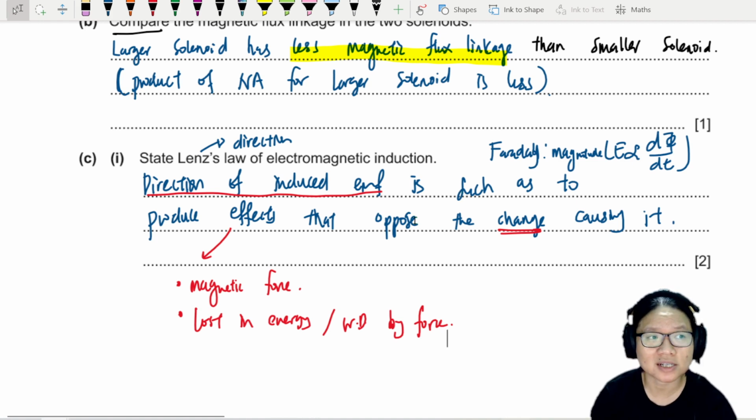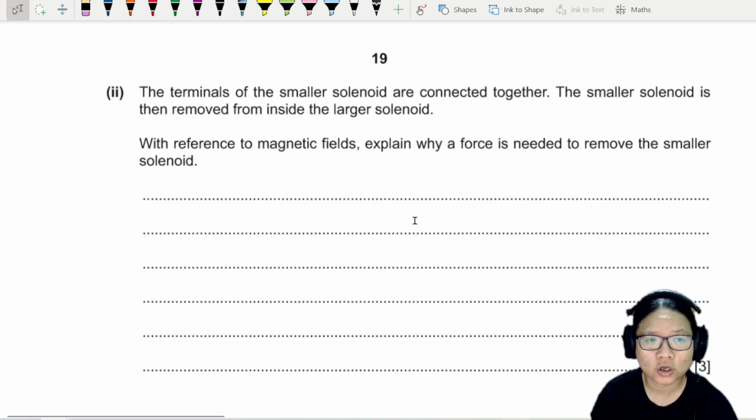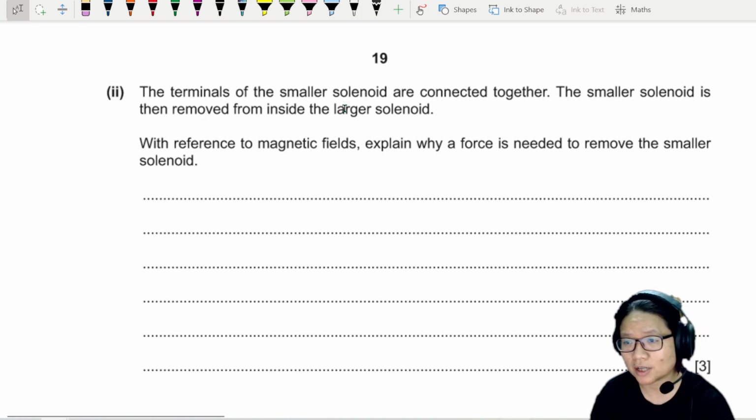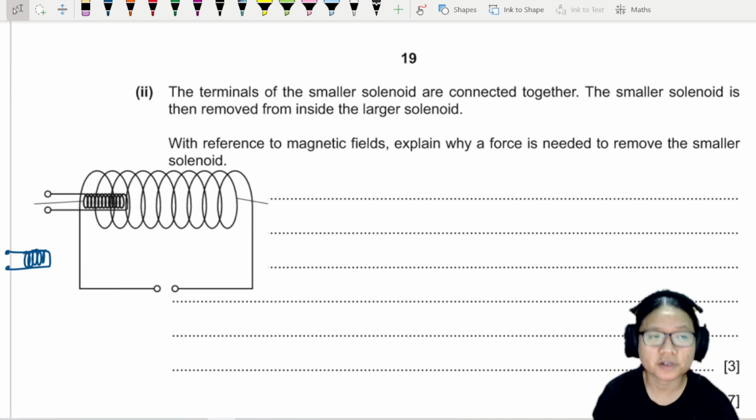But let's look at the question, part 2. All right, it says here that the terminals of the smaller solenoid are connected together, and the smaller solenoid is then removed from inside the larger solenoid. So let's look at the diagram again. So this is my diagram. The first thing I do is connect the terminals of the smaller solenoid, I just form a connection here. So now the circuit is complete.